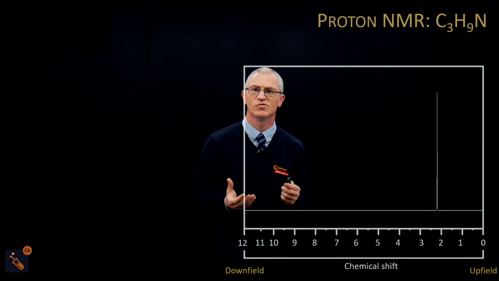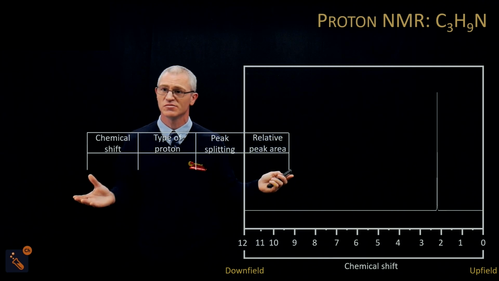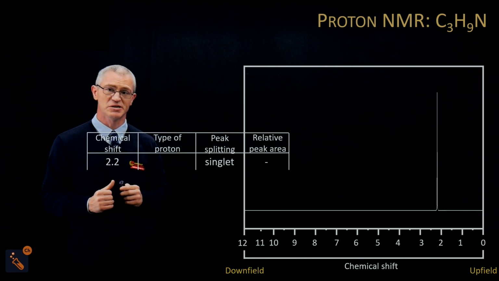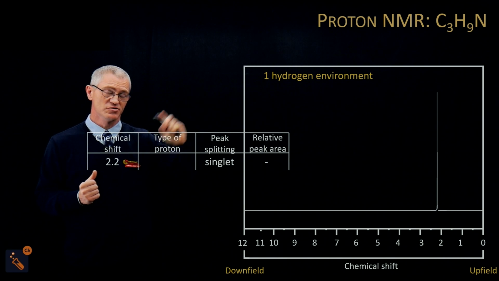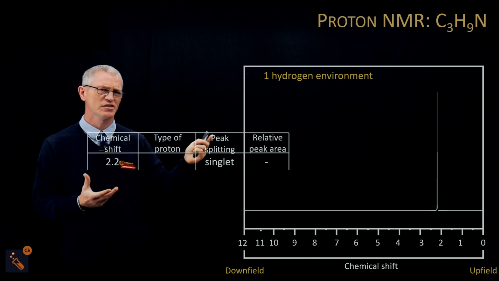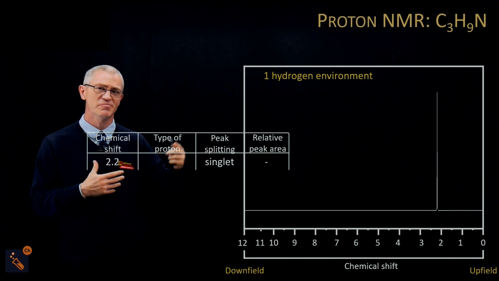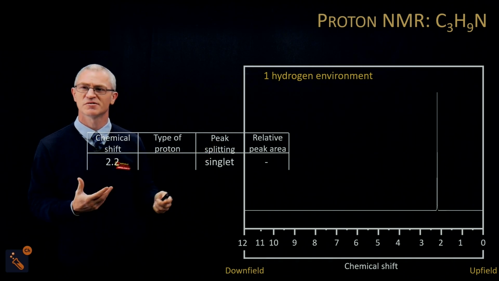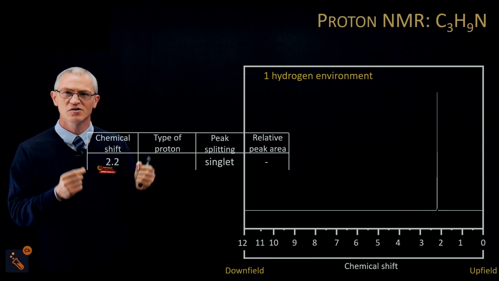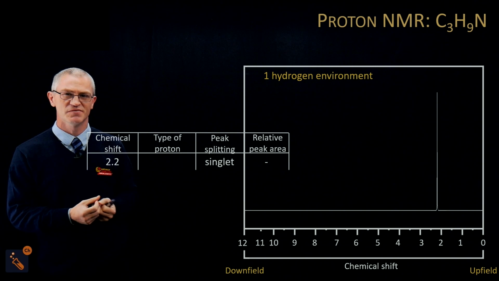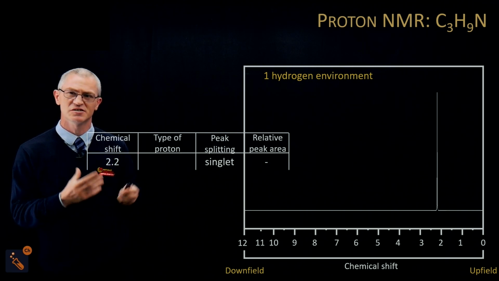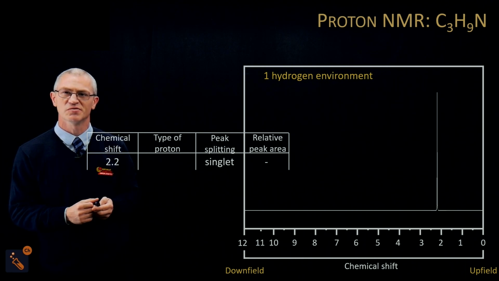So what we'll do is the thing we always do, which is do the table: the chemical shift, peak splitting, peak area. We know we've got just one hydrogen environment, and we've got 3 carbons and 9 hydrogens. So that must mean we've got some form of symmetry in here. That means all these carbons and hydrogens are in the same environment. These 9 hydrogens are all in the same environment.